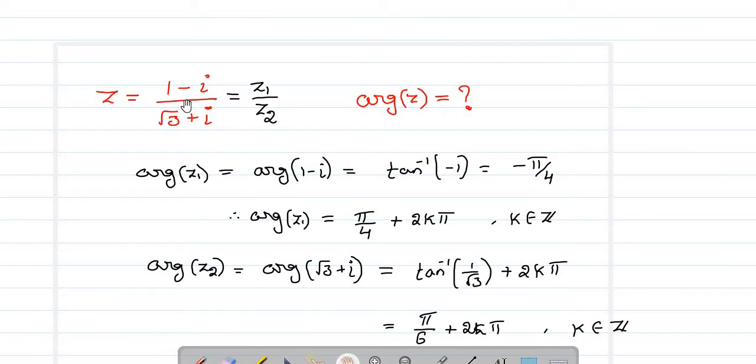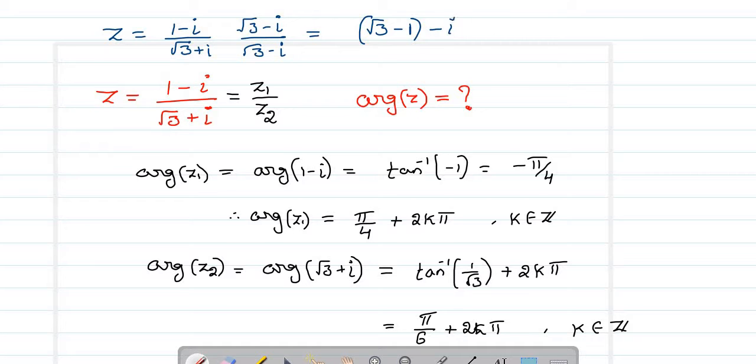Let me see what this number actually is. When you write this z in terms of x plus iy, let me see what x is and what y is. Here z equals (1 minus i) by (root 3 plus i). Now you rationalize it, so you get (root 3 minus i) by (root 3 minus i). In the numerator, when you take the product, you'll get root 3, i square.